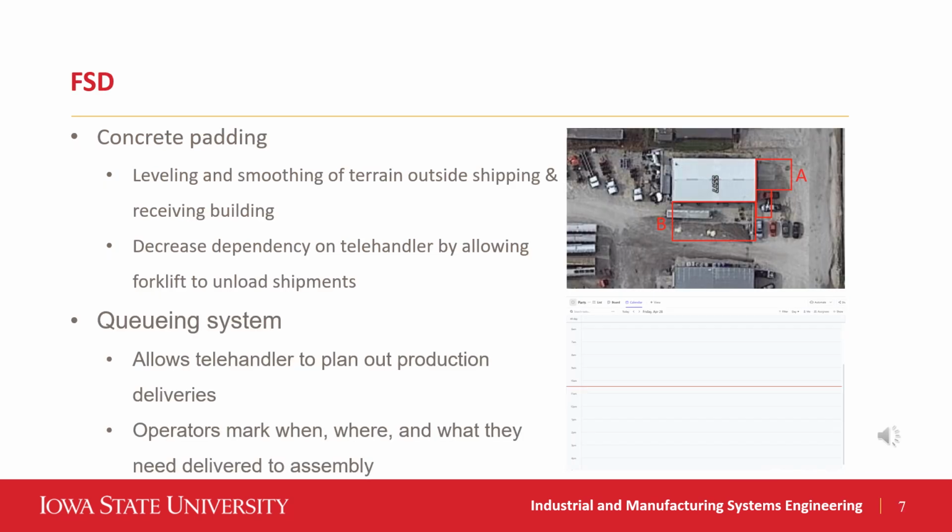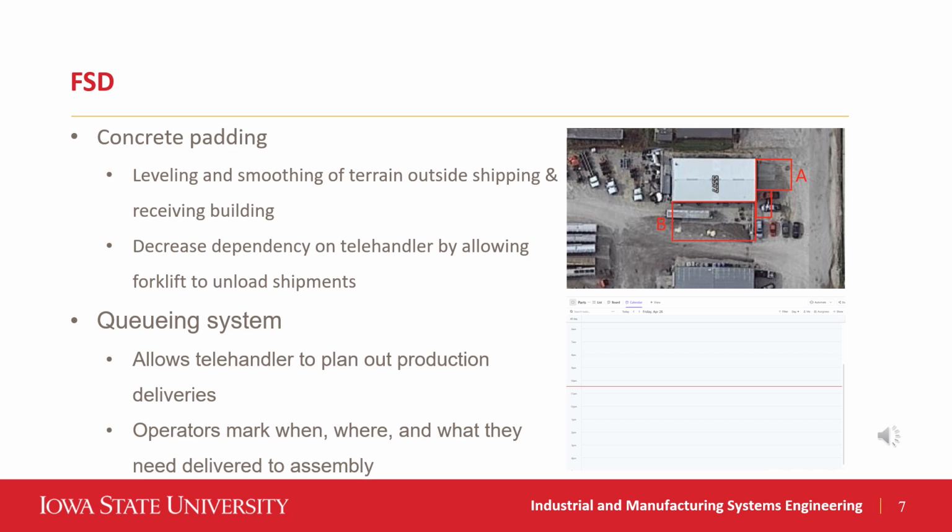Based on the data collected in the CSA, we came up with a couple of solutions in our FSD, the first of which is adding concrete padding around the shipping receiving building. This concrete padding would provide a level and smooth surface that would allow forklifts to operate on and unload shipments. By allowing the forklifts to unload shipments, the dependency on the telehandler to perform these tasks would be decreased, giving it more time to complete part deliveries to assembly.